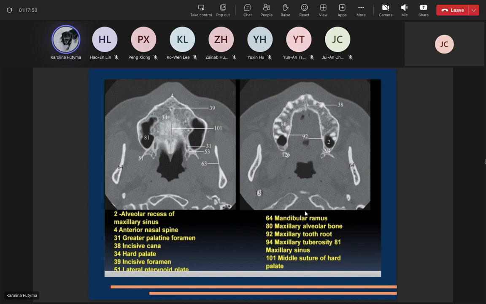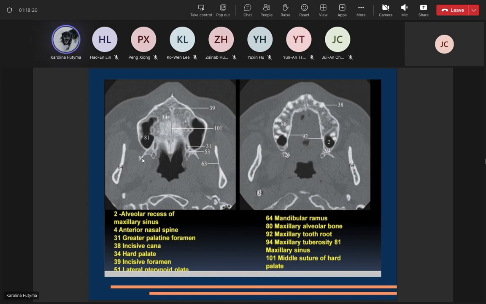And we can see some parts of the upper teeth. So here we have the incisive foramen. Here we have the median suture of the hard palate. This is, of course, both sides of the hard palate. Here we have our maxillary sinuses.